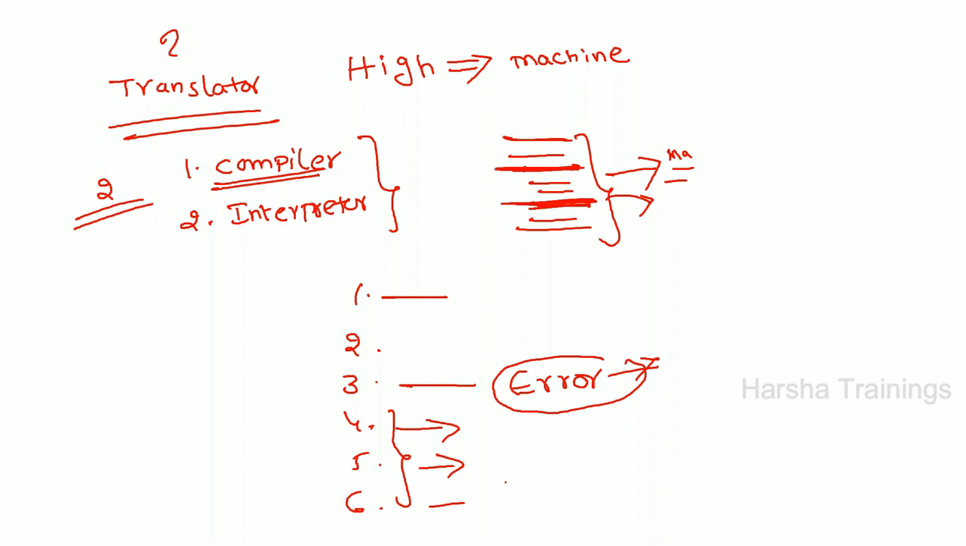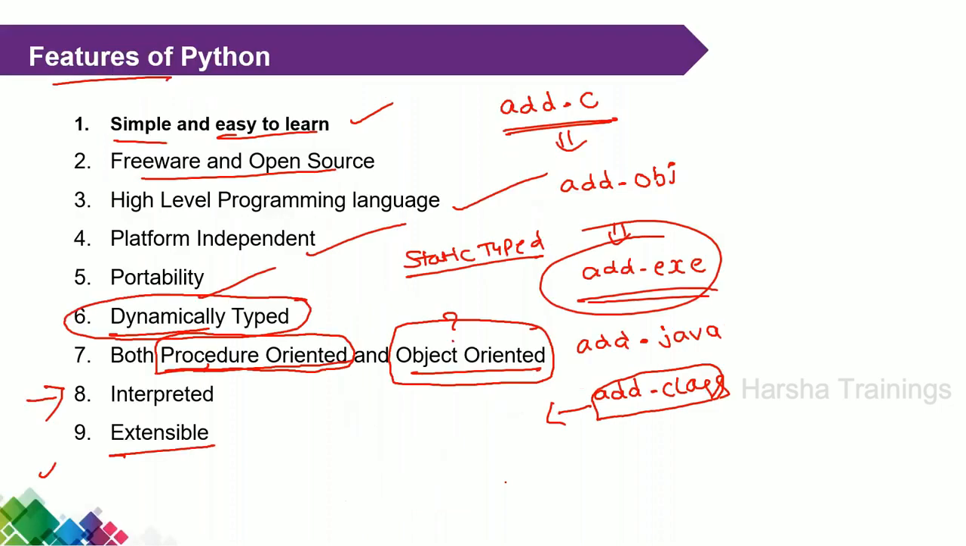So in the interpreter, the conversion is line by line. Whenever there is an error, it simply stops the conversion and shows the error. But the compiler, even though there is an error, converts the entire program. So here C is a compiled language. Java and Python are the interpreted languages, right? These are the features of Python programming.